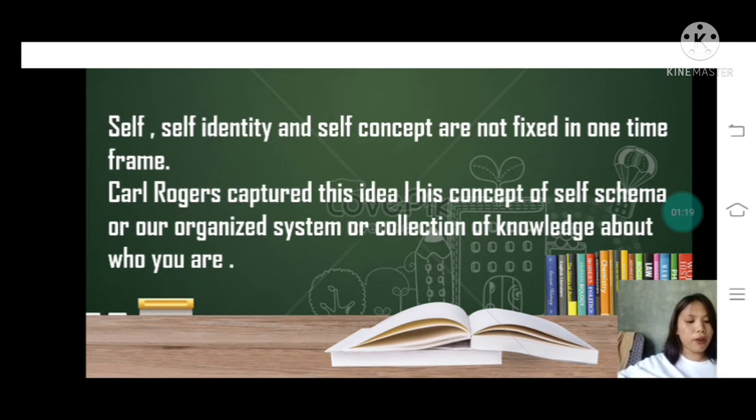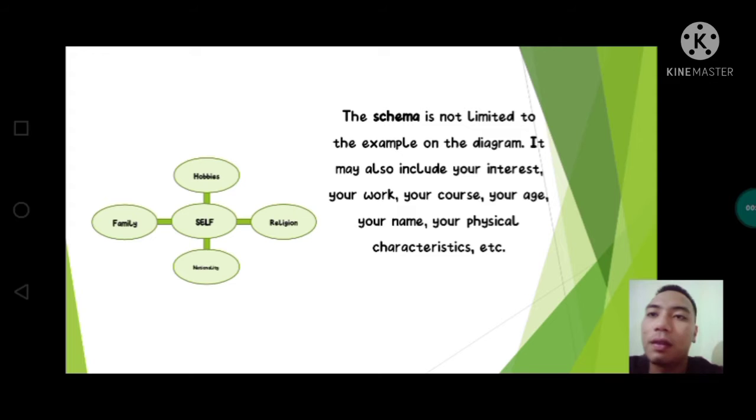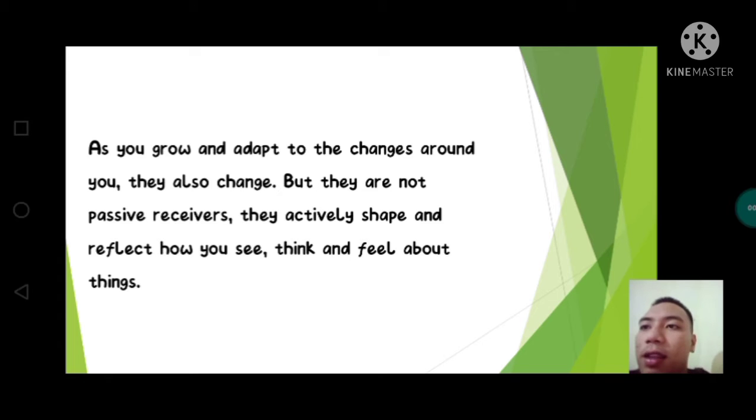Let's define the self by one of the famous psychologists, Carl Rogers, who captured this idea in his concept of self-schema, our organized system or collection of knowledge about who you are. The schema is not limited to the example on the diagram. It may also include your interests, your work, your course, your age, your name, your physical characteristics, etc. As you grow and adapt to the changes around you, they also change. But they are not passive receivers. They actively shape and reflect how you see, think, and feel about things.